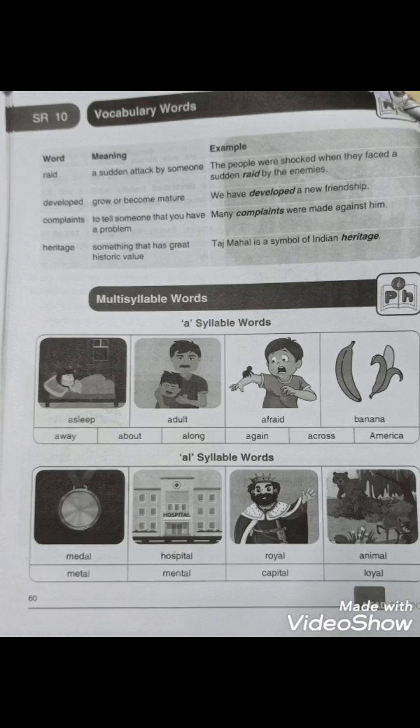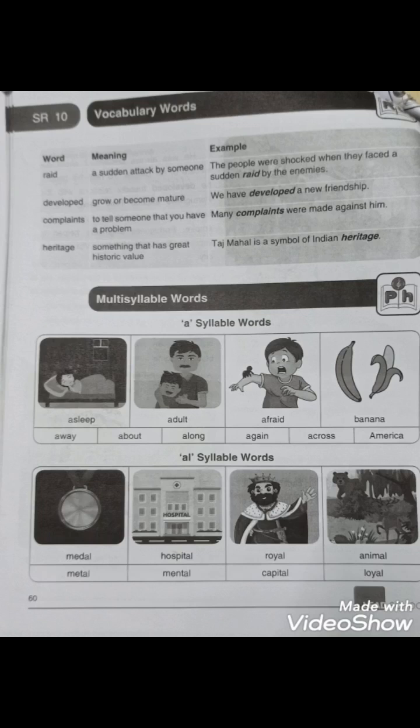Here we are going to learn about multi-syllable words: a-syllable words, al-syllable words and er-syllable words. Asleep, adult, afraid, banana, away, about, along, again, across, America. Next, al-syllable words: medal, hospital, royal, animal, metal, mental, capital, loyal.